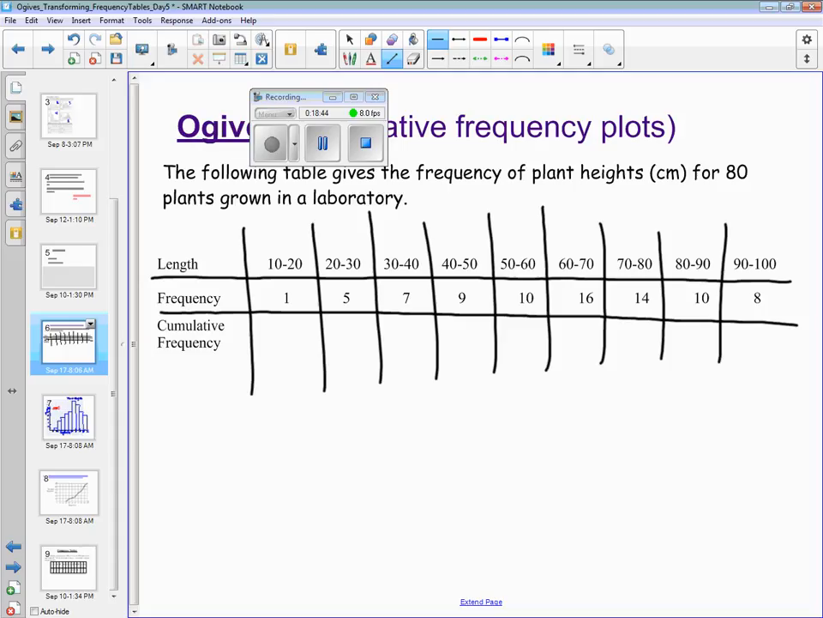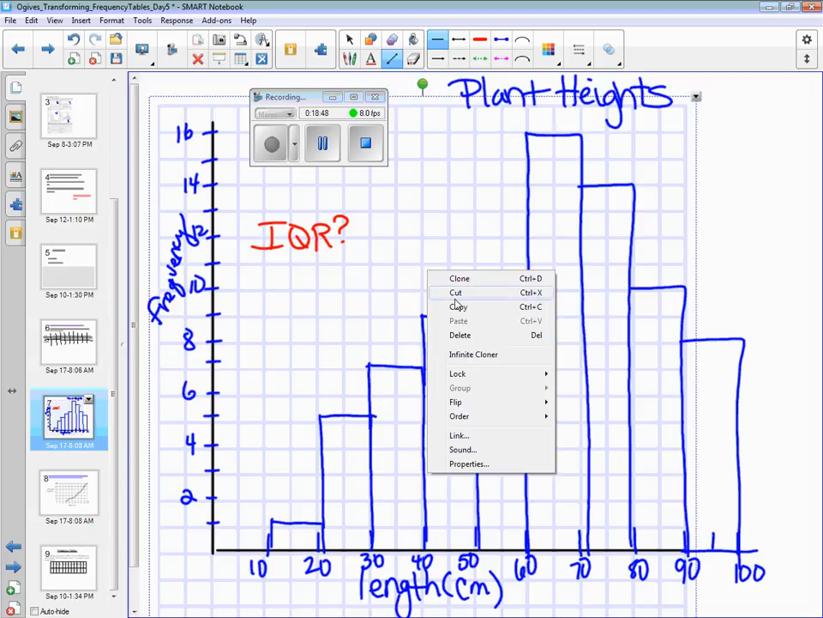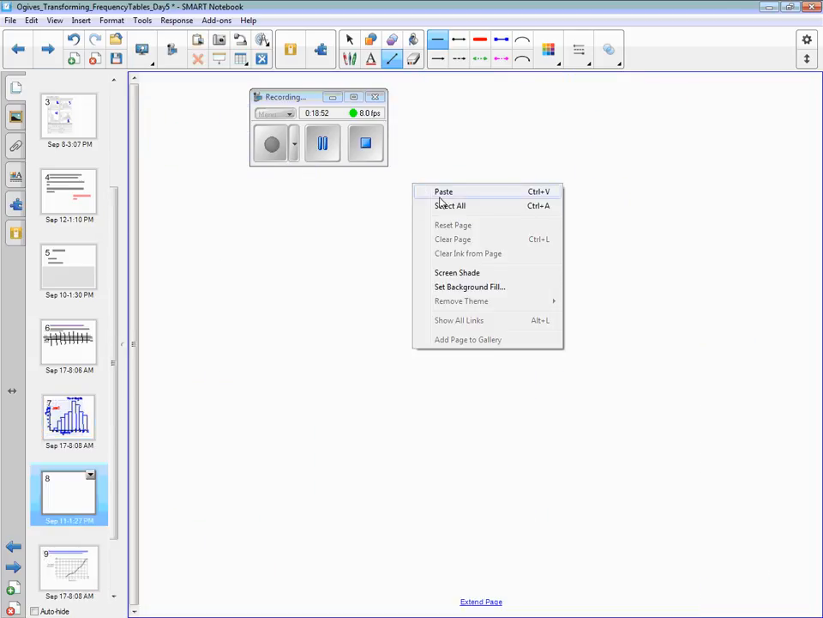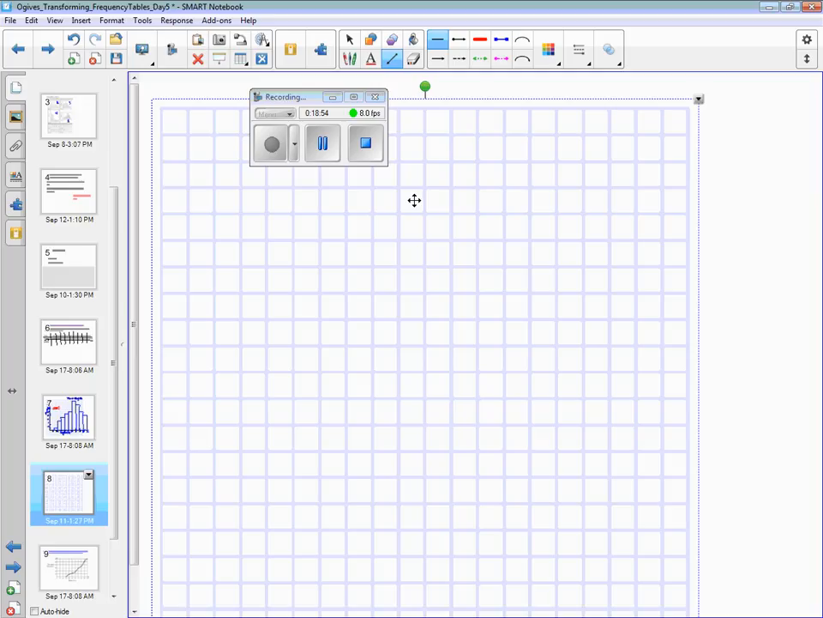Kind of reminds me a little bit of the band I saw this summer. I went and saw Earth, Wind, and Fire at Jiffy Lube this summer, and I definitely did some jiving then. It's fun. But it's called an ogive.